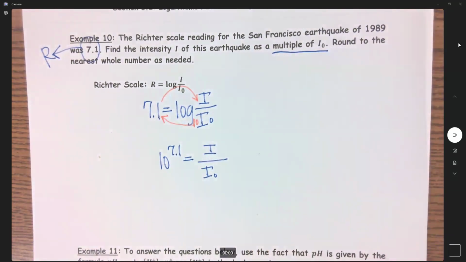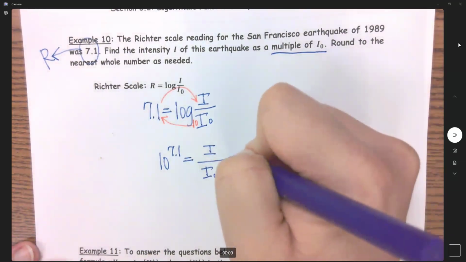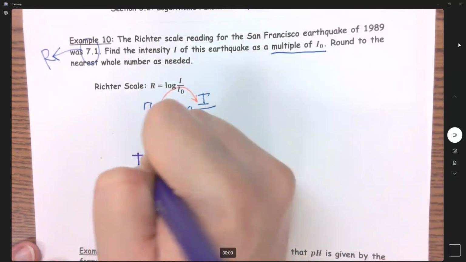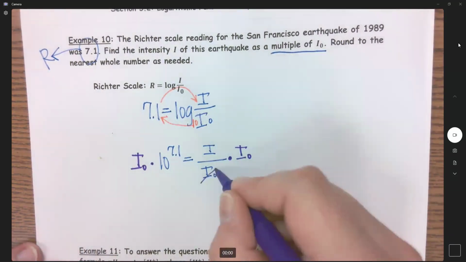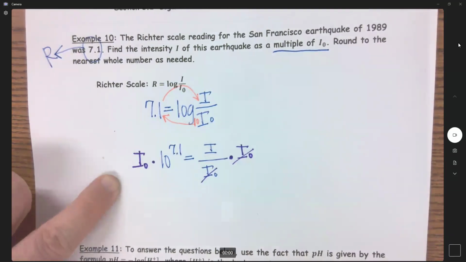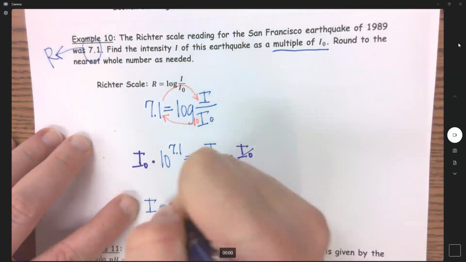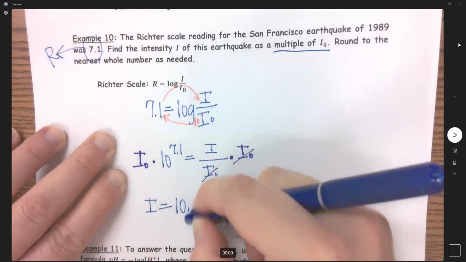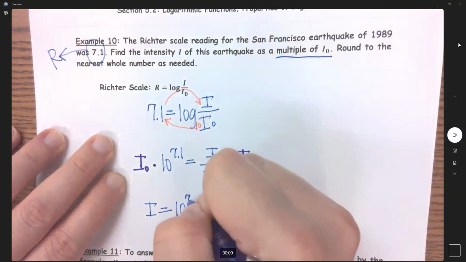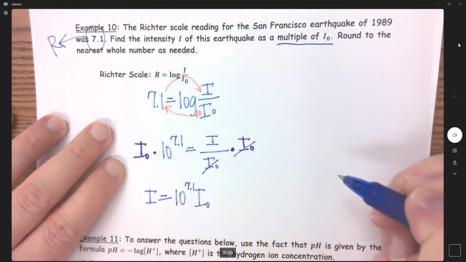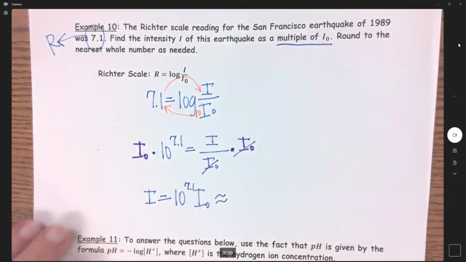And let me go ahead and use a different color. So I'm going to multiply both sides by I naught. These will cancel out, and now I'm left with just I over here. So on this side, I'll put I equals 10 to the 7.1 power times I naught. And then let's put this in our calculator.